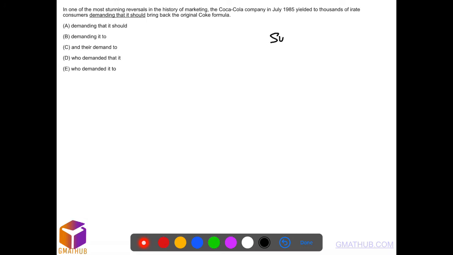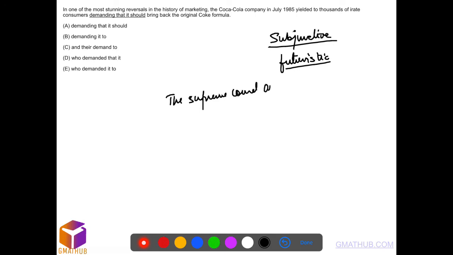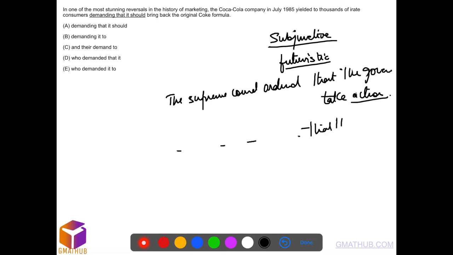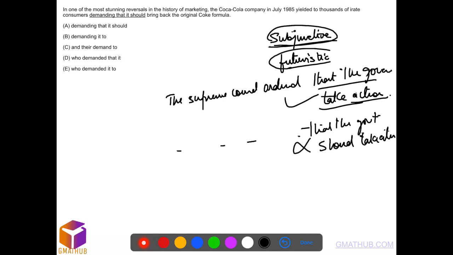Next is the use of subjunctive clause. Subjunctive means futuristic. Futuristic verb, futuristic action. For example, the Supreme Court ordered that the government take action, versus the Supreme Court ordered that the government should take action. So government take action is the right usage here. Okay, should is not the right usage in these cases when the action is futuristic.